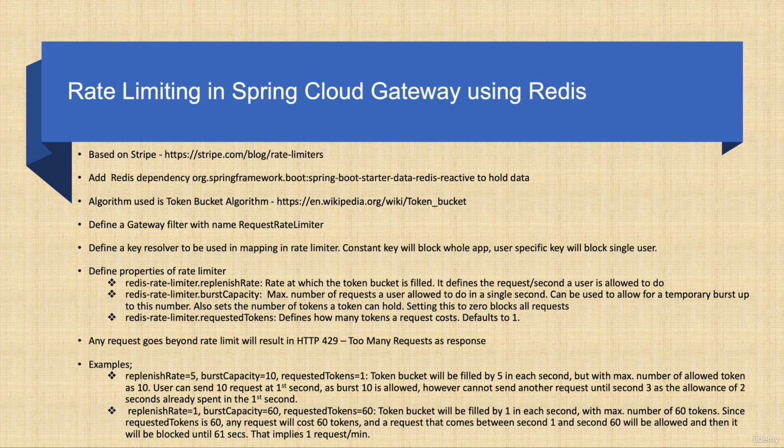And finally, we have requested tokens. This property defines how many tokens a request costs. This one defaults to 1. Any request that goes beyond rate limits will result in HTTP 429 Too Many Requests as a response. As an example, with replenish rate 5, burst capacity 10, and requested tokens 1, the token bucket will be filled by 5 in each second, but with a maximum number of allowed tokens as 10. The user can send 10 requests in the first second, as burst 10 is allowed. However, they cannot send another request until second 3, as the allowance of 2 seconds was already spent in the first second.